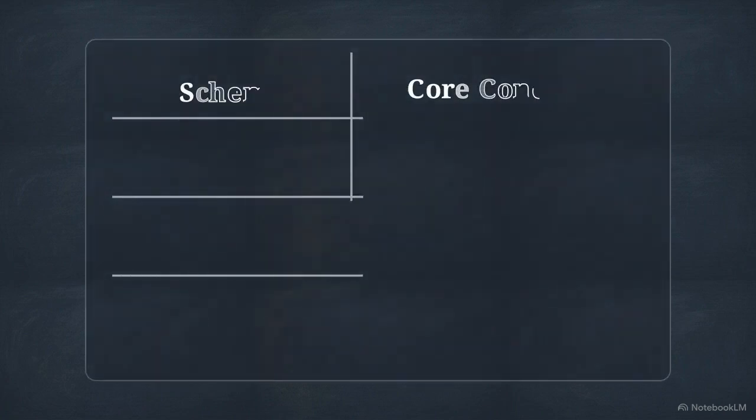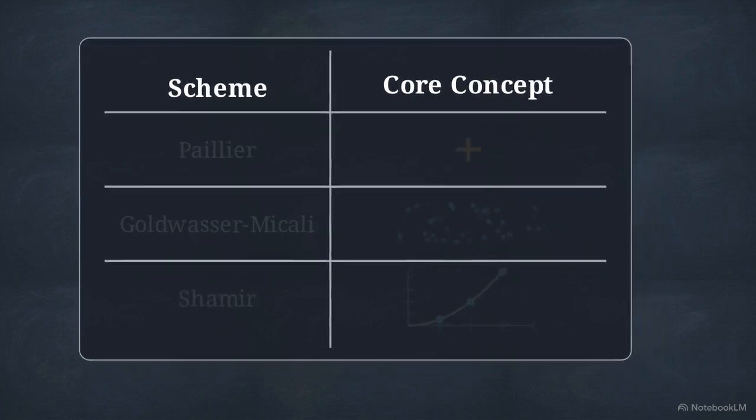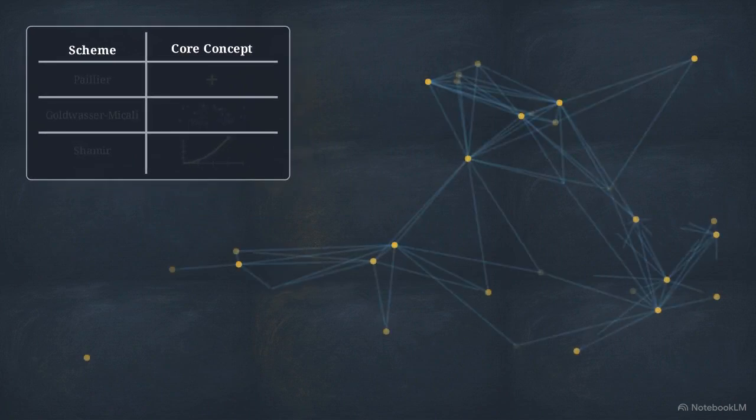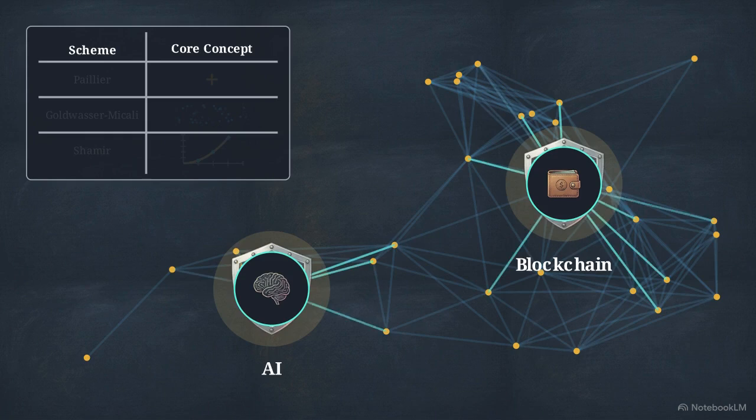For your exams, focus on the specific technical mappings shown in this table. You should be able to identify Paillier by its additive homomorphism, Goldwasser-Micali by its probabilistic randomization, and Shamir's scheme by its use of polynomial thresholds. These 6 architectures provide the technical vocabulary you will use to address the data privacy and quantum resistance requirements of future blockchain and AI systems.